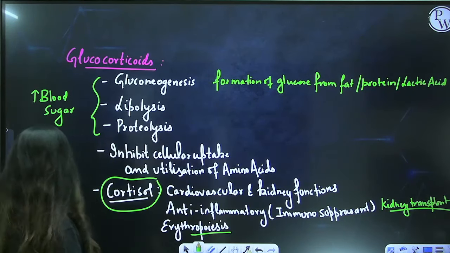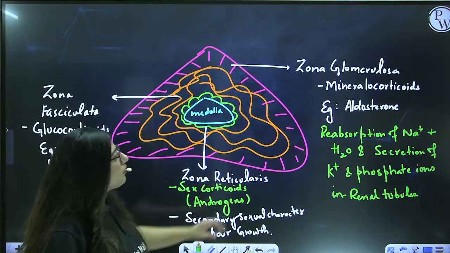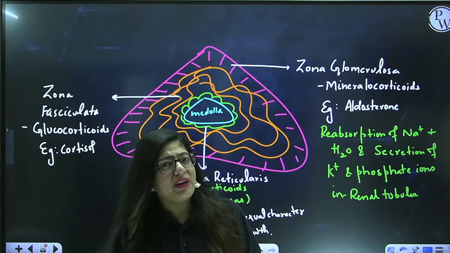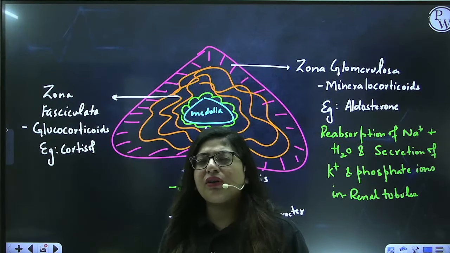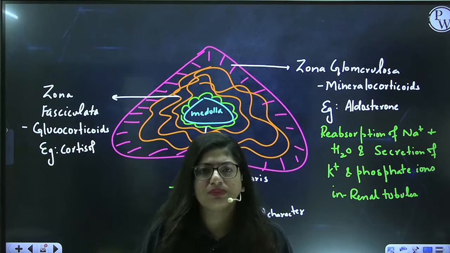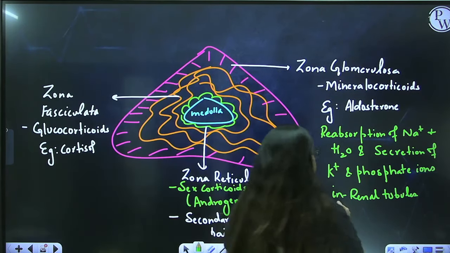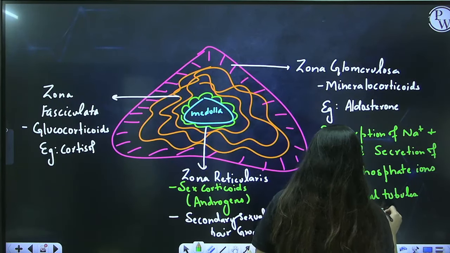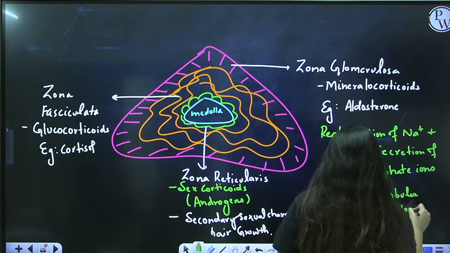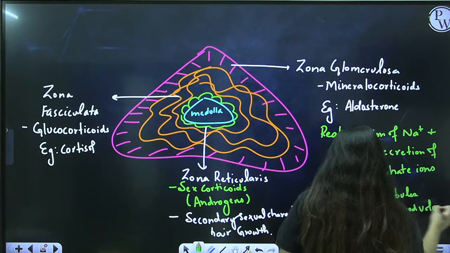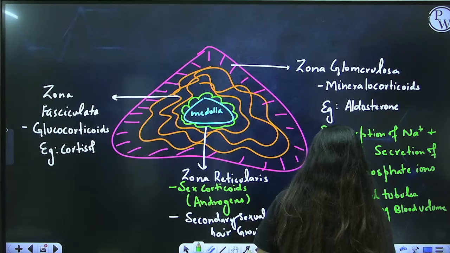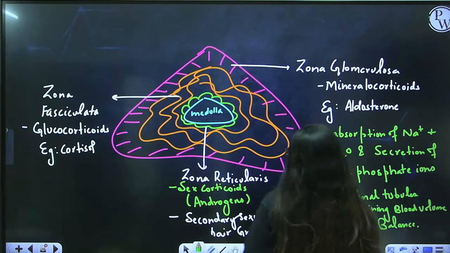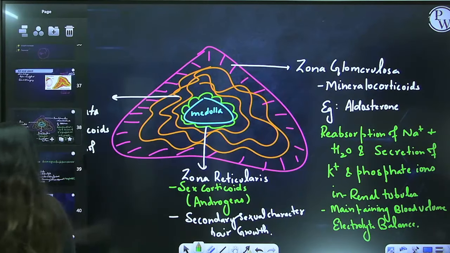Fine. Now, one more question that I would like to ask. If mineralocorticoid is leading to the reabsorption of sodium ions and water, will it be maintaining electrolyte balance or body fluid volume? Absolutely yes. So, in a way, this is maintaining blood volume and electrolyte balance. Fine. So this is about the adrenal cortex.